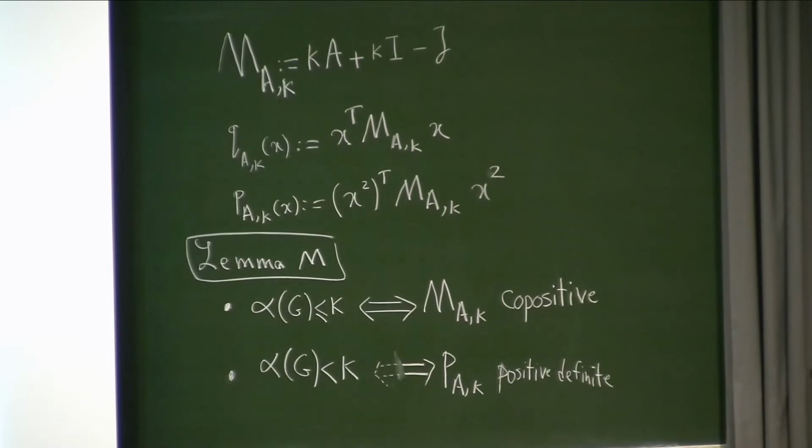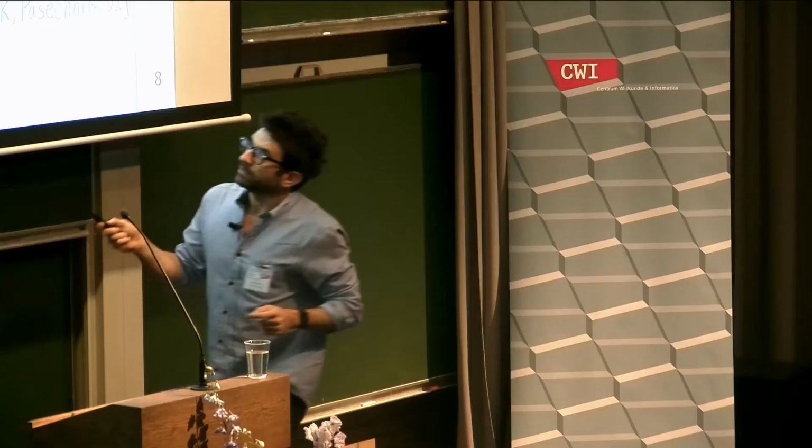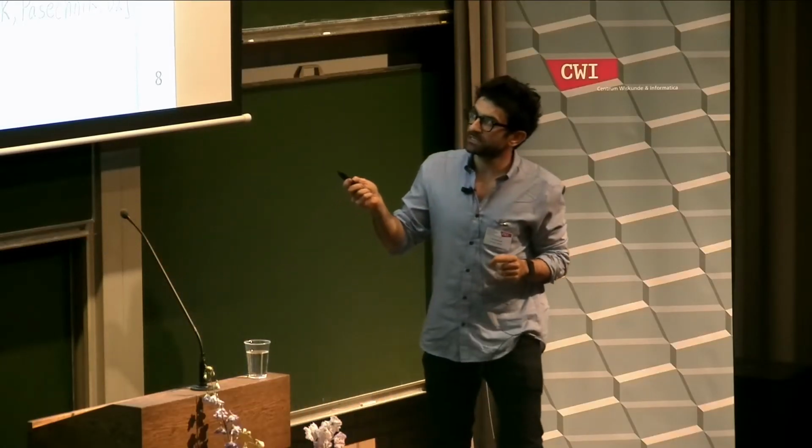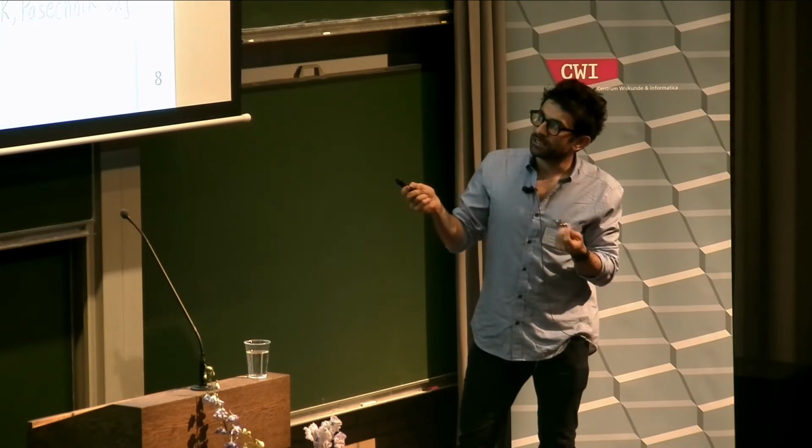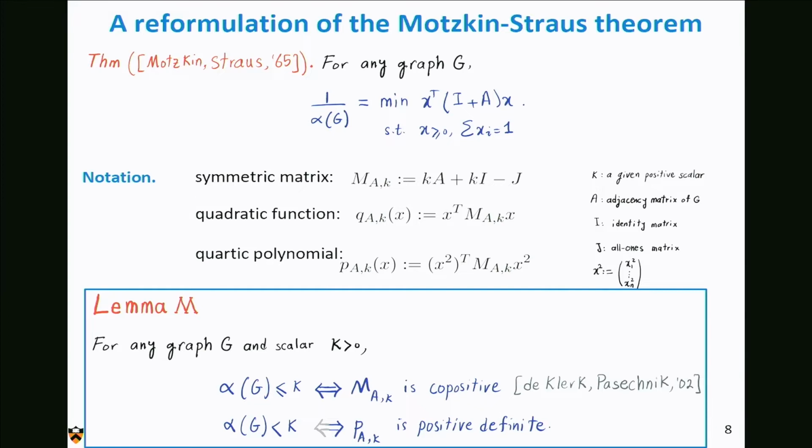if further this is strictly less than k, then this quartic form is positive definite, meaning that for a non-zero x, it takes a positive value. And this is also an if and only if, but the reason this is in gray is that I'm not going to be using this implication. I'm going to be using the other three. OK. And this is on the board.